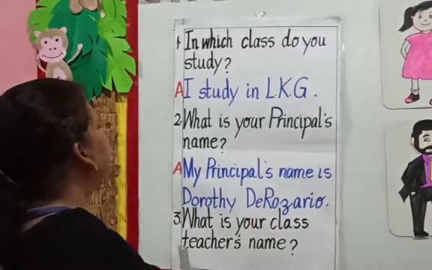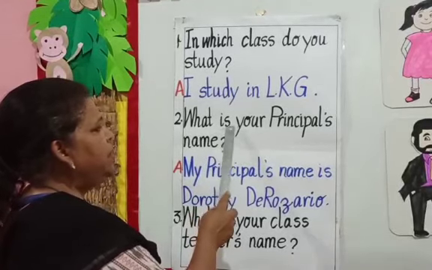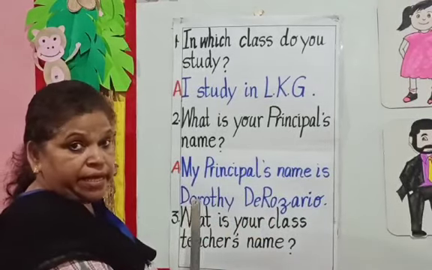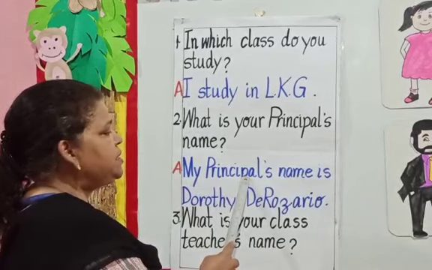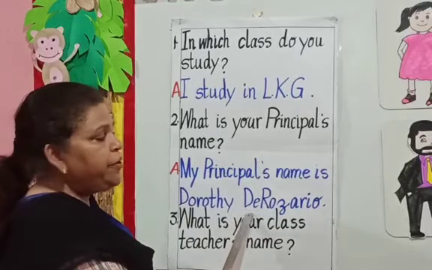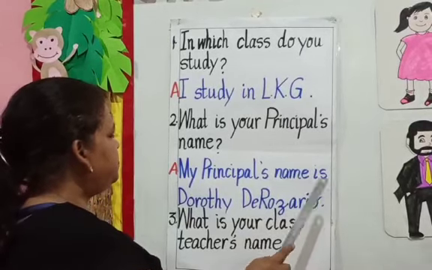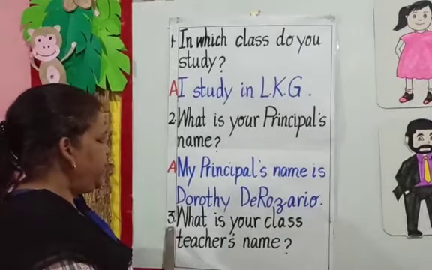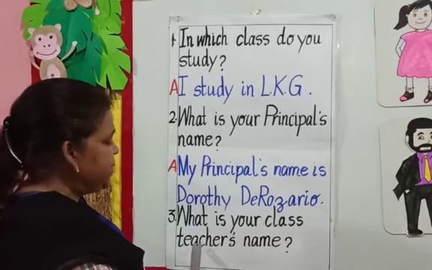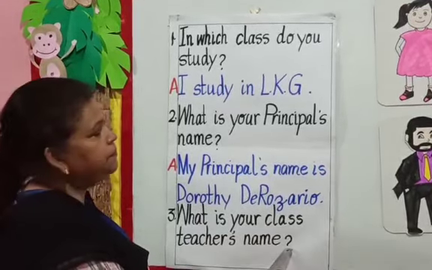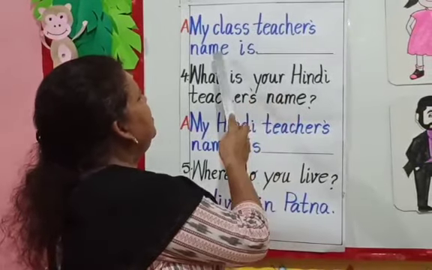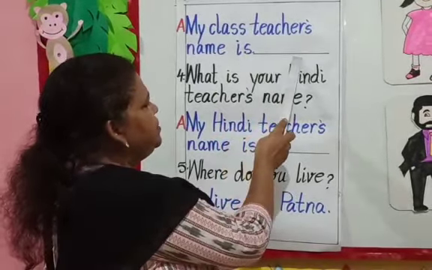Question number 2. What is your principal's name? You will say, my principal's name is Dorothy D. E. Rosario. Full stop. Number 3. What is your class teacher's name? Question mark. Answer. My class teacher's name is dash. Full stop.